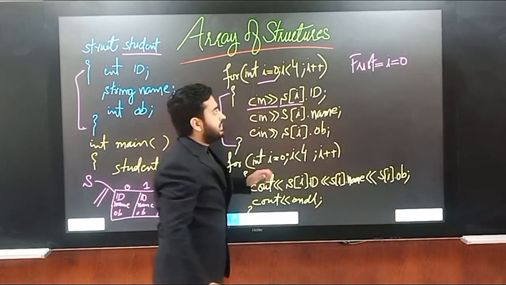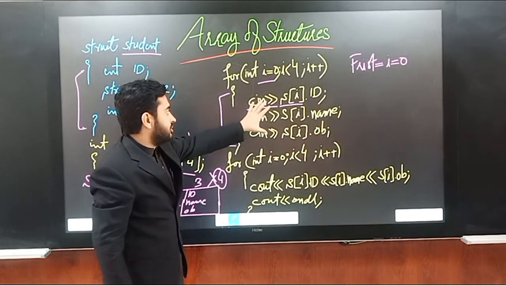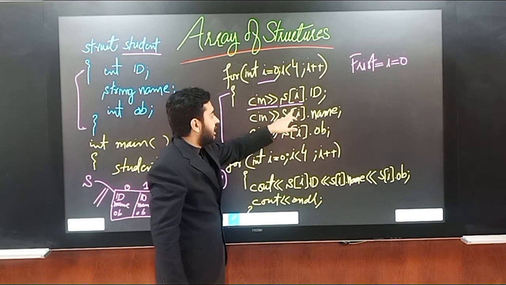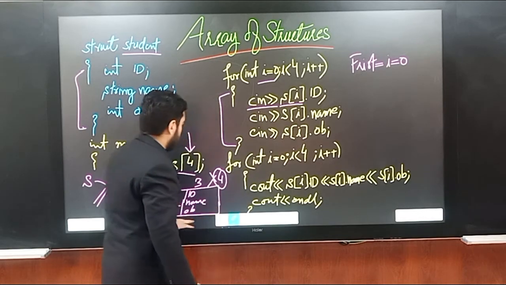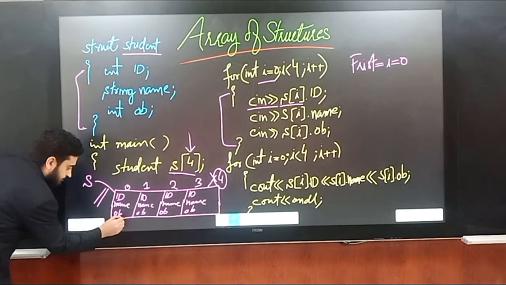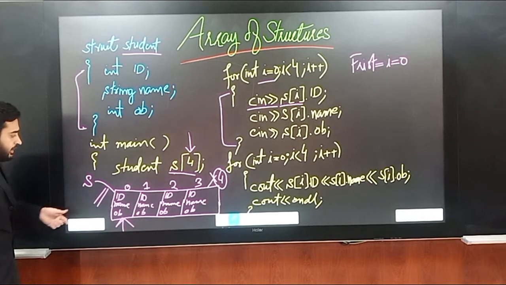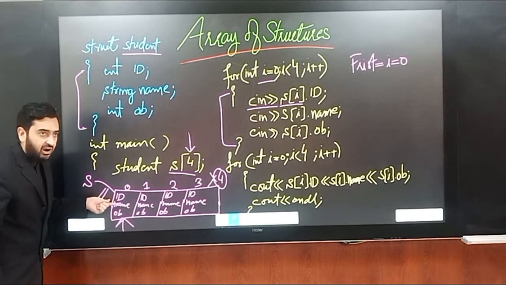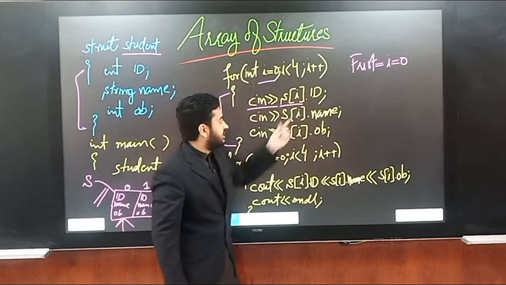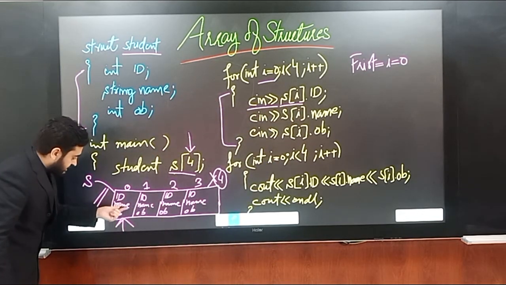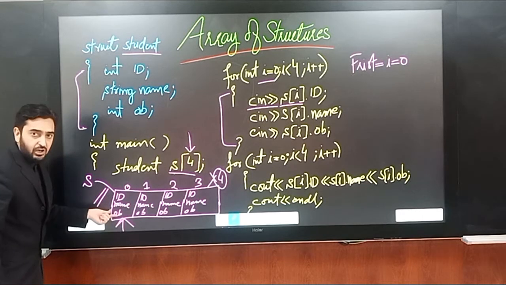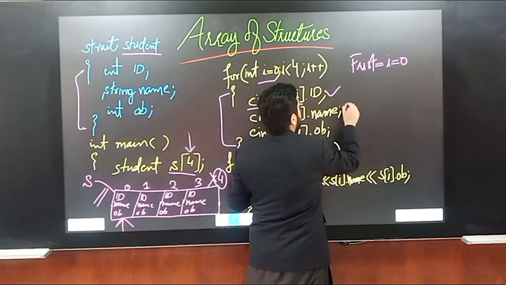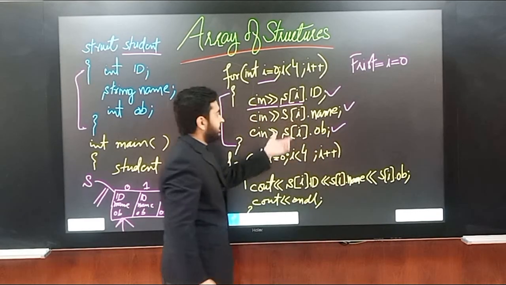The value of i will be equal to 0 in the first iteration. So we will access the slot of the array which has index number 0: s[0].id, s[0].name, s[0].ob, the obtained marks. All of these 3 variables will be accessed using this syntax.